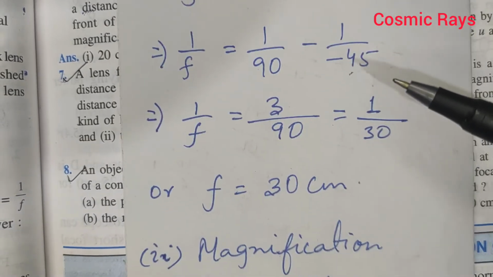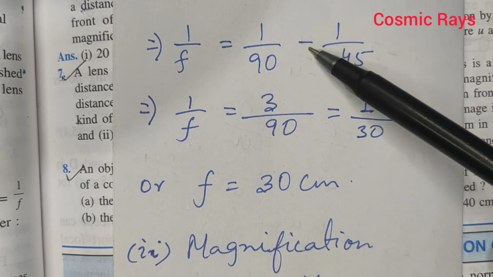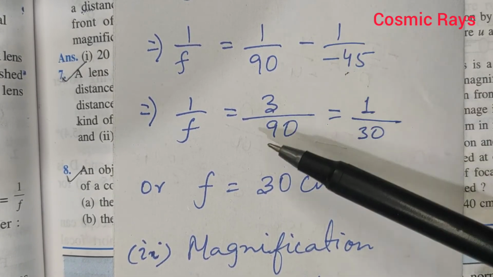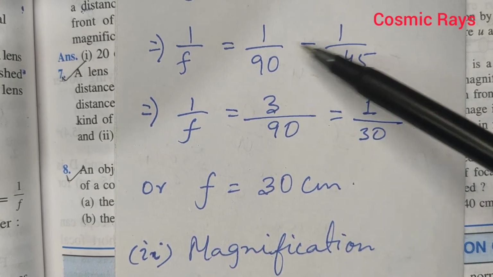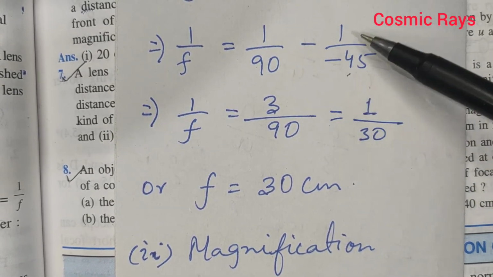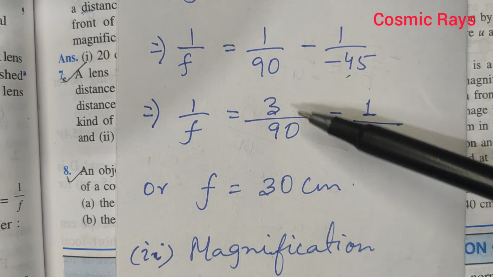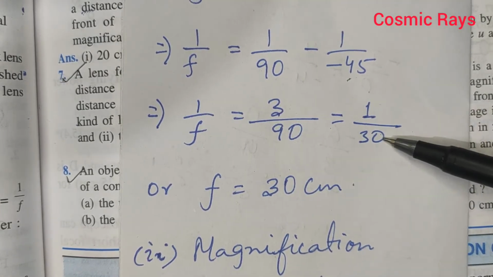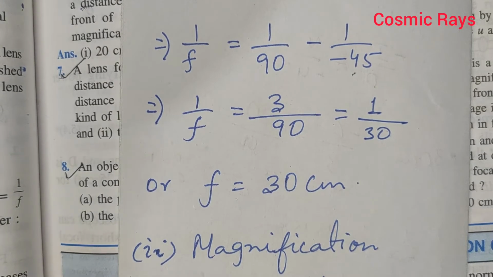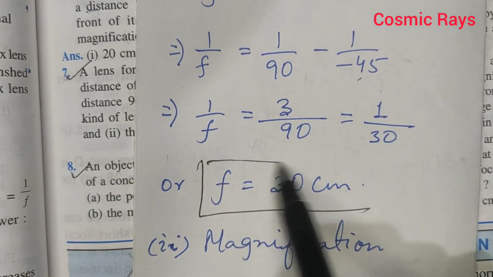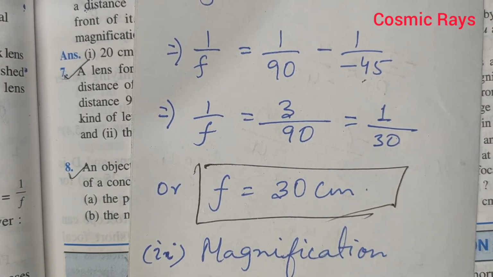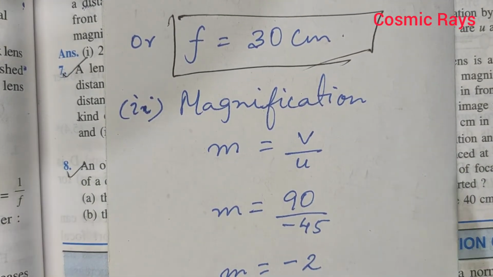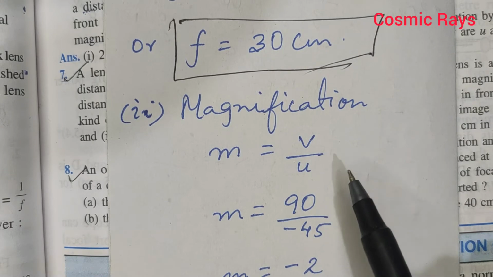So again, minus and minus would be plus. You take the LCM, then divide everything. LCM is 90, so 1 plus 2 will give you 3. 3 upon 90 is 1 upon 30. So 1 by f is equal to 1 upon 30. That means the focal length is 30 centimeter.